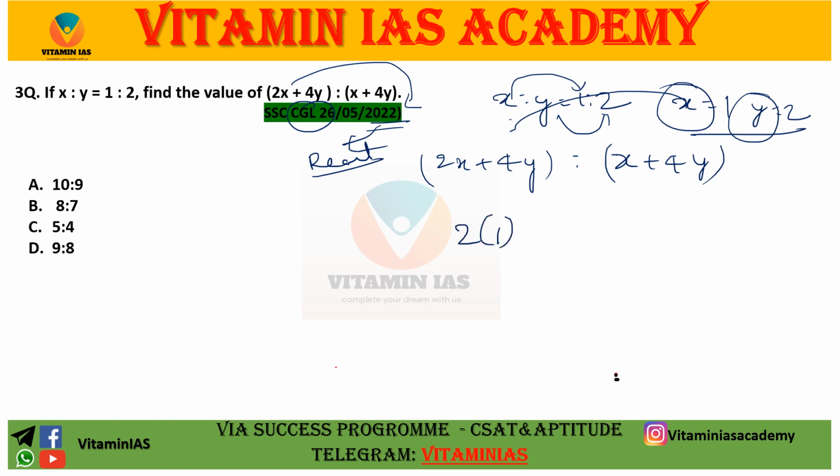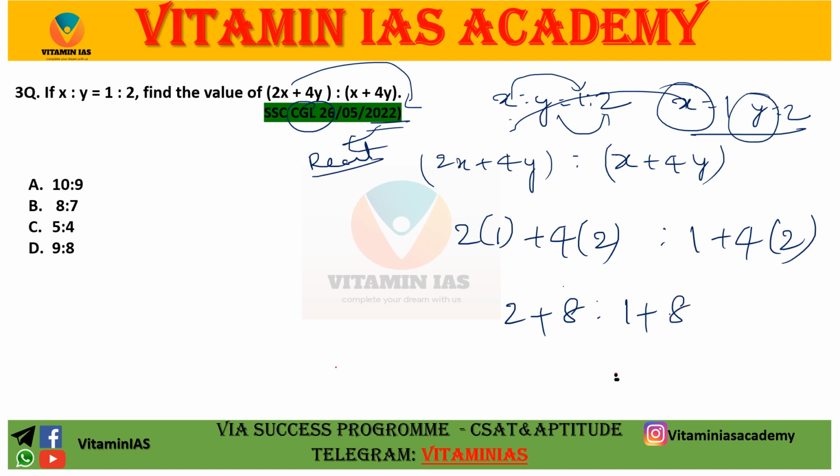2 into 1 plus 4 into 2, meaning 2 1s are 2 plus 4 2s are 8. So simply you will get the answer 10. Here option A will be the right answer, 10. This question was asked in SSC CGL. So please take care of this type of question and practice more, then you will get the right answers.